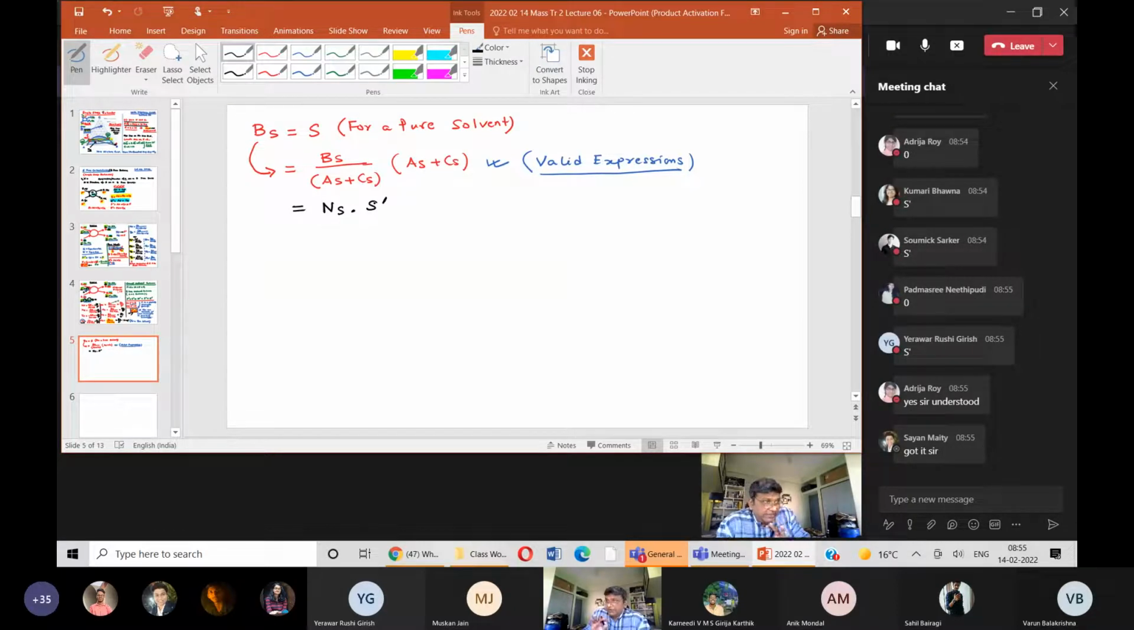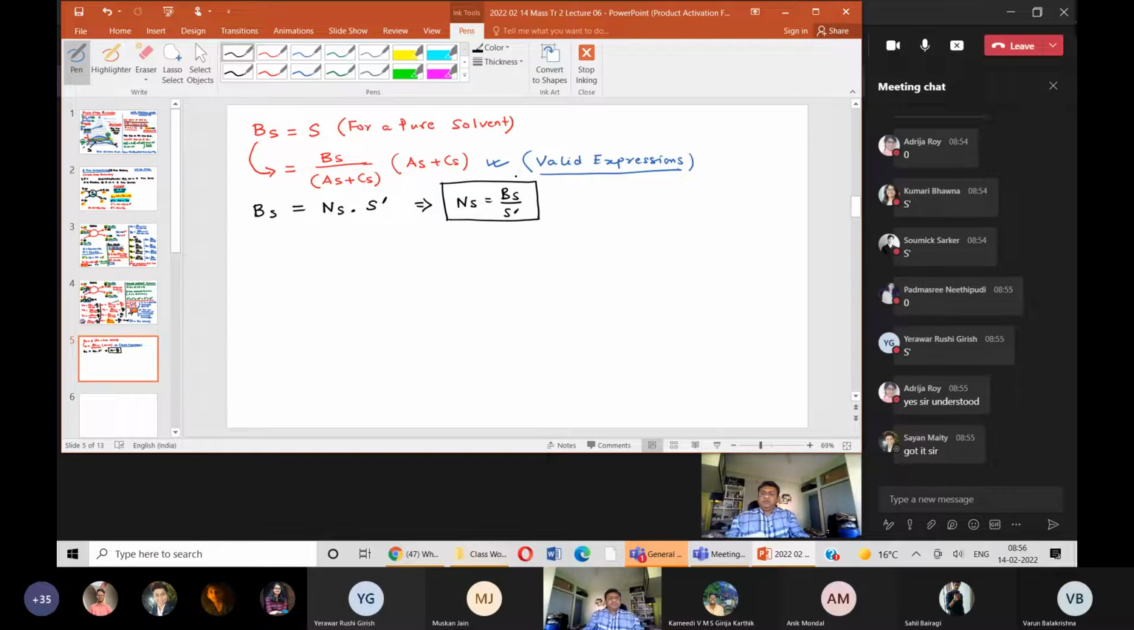So what I am doing is I have BS. I am multiplying it and dividing it by AS plus CS. So that is the B-free solvent flow rate. Now, in an expression framework, we understand BS divided by AS plus CS is NS and AS plus CS is S dash, right? Based on that, NS is equal to BS by S dash. This is an expression. And we know that for a pure solvent, this NS is going to be infinity. We know that. Okay.